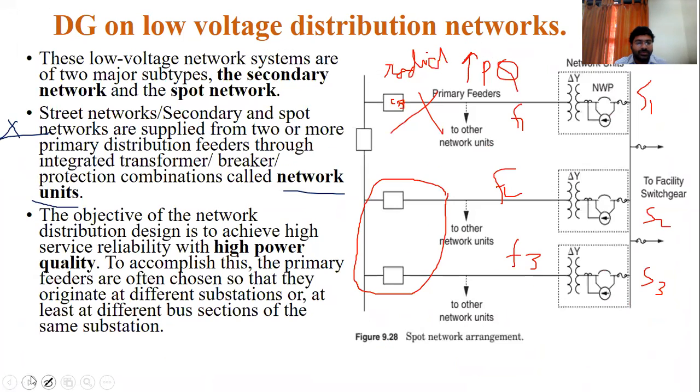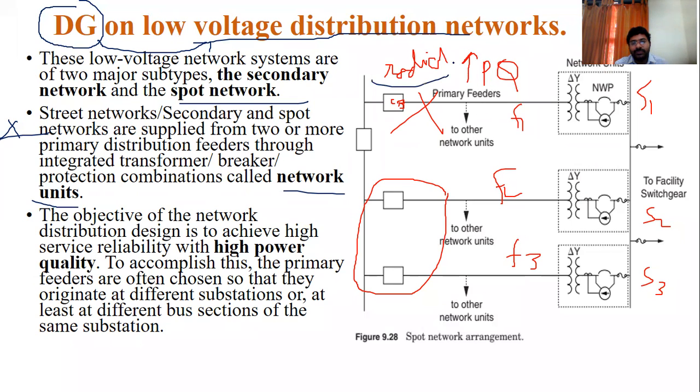See, once again, I will show you. Suppose whenever you are adding a DC, remember what is our aim? Adding a DC to this low voltage network. First of all, you have to know what a low voltage network is and how it is divided. This low voltage network is divided into two categories, secondary and spot. For our assumption purpose, you are taking it as a spot network. So how is this spot network designed?